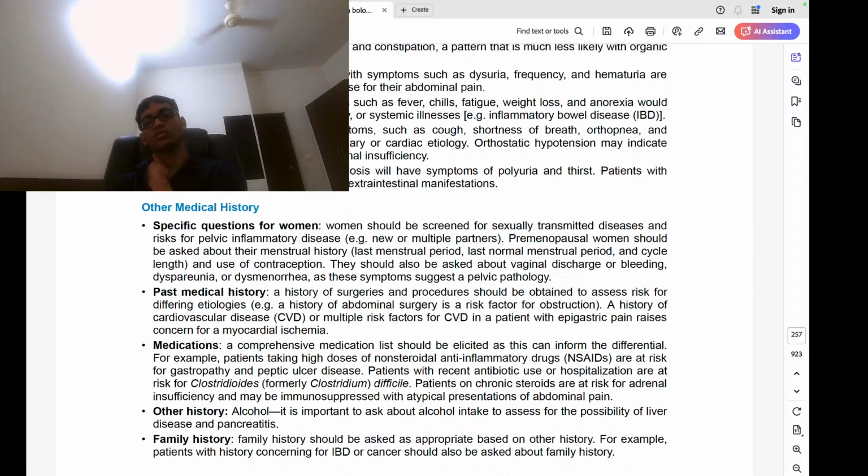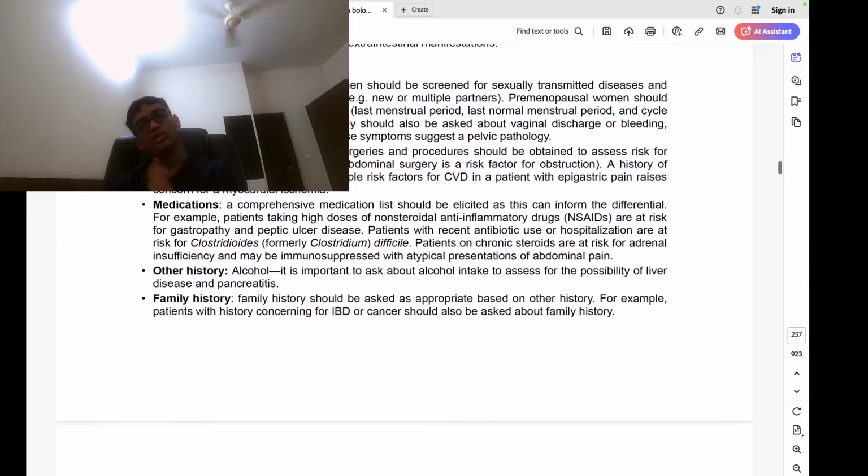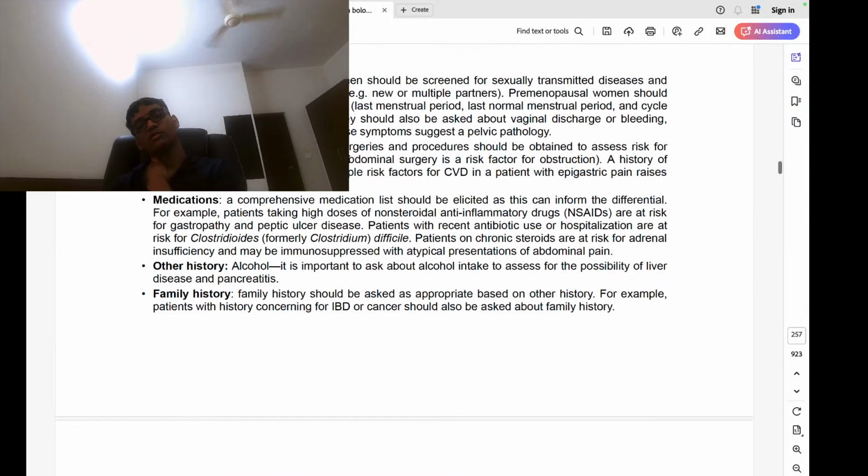Cardiopulmonary symptoms, also sometimes cough, shortness of breath, orthopnea, and exertional dyspnea, suggest a pulmonary or cardiac etiology. Orthostatic hypotension may indicate early shock or be associated with adrenal insufficiency. A patient with diabetic ketoacidosis will have symptoms of polyuria and thirst. A patient with suspected IBD must be asked about extraintestinal manifestations. Other medical history: you have specific concerns for women, which are STDs and pelvic inflammatory disease. Women should be asked for menstrual history and use of contraception. They should be asked about vaginal discharge or bleeding, dyspareunia or dysmenorrhea. These symptoms suggest pelvic pathology.